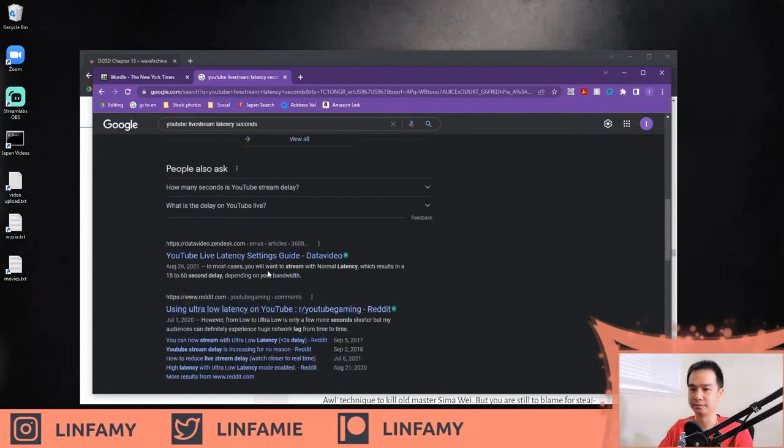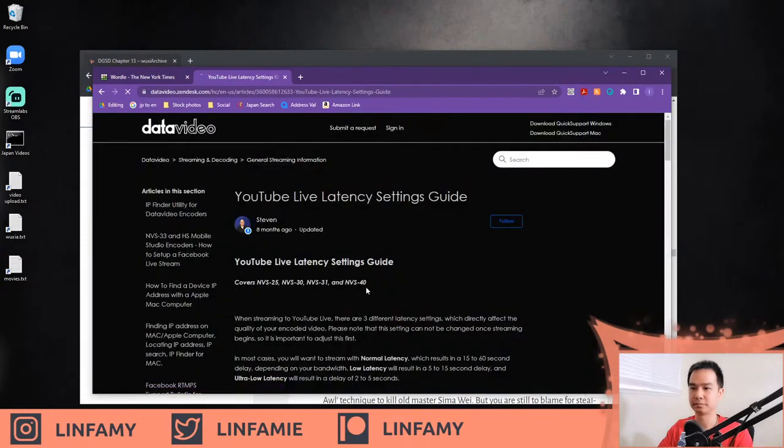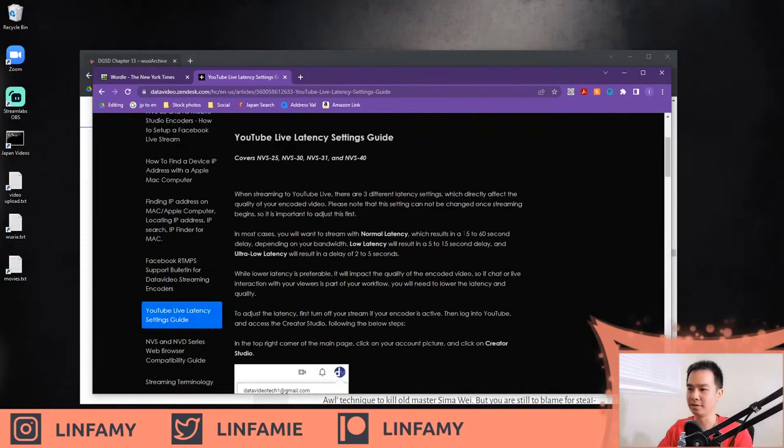Normal latency results in a 15 to 60 second delay. It can't be 60 seconds, right? I don't think we've ever experienced a 60-second delay. Low latency results in a 5 to 15 second delay, so that's what we're on now. The problem with low latency is that it can get laggy, so let me know if it lags. Unfortunately, if it does, we'll have to end the stream and restart it with normal latency. Ultra low is 2 to 5 seconds. That's very fast, but let's go with low latency first to see how it goes.